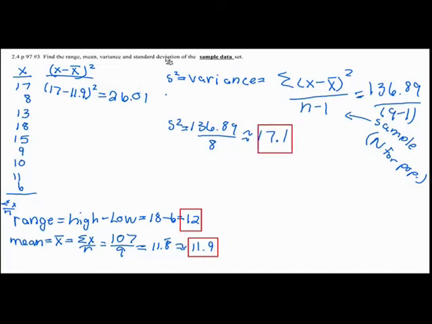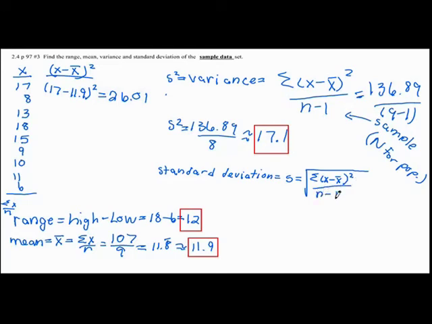Now they want the standard deviation. So the standard deviation is simply the square root of the variance. The formula for the standard deviation, and that's going to be s, is the square root of the variance, which is the square root of sigma x minus x bar squared. Remember, this is a sample, so it's going to be n minus 1 instead of n. We've already done all that inside, so we're just finding the square root of our 17.1. So the sample standard deviation, s, is going to be about 4.1.